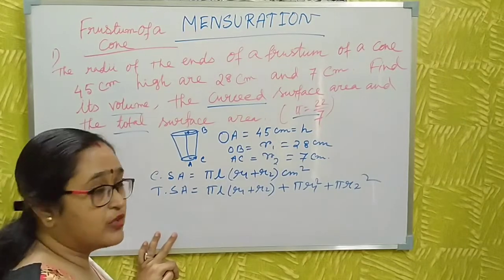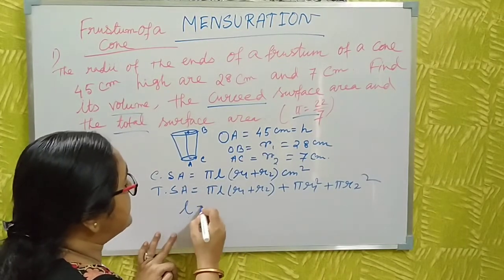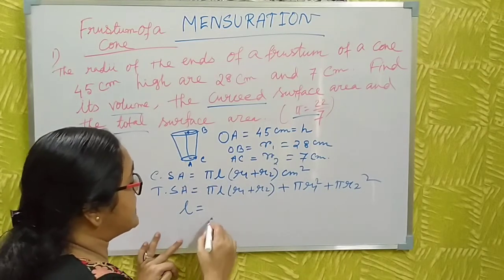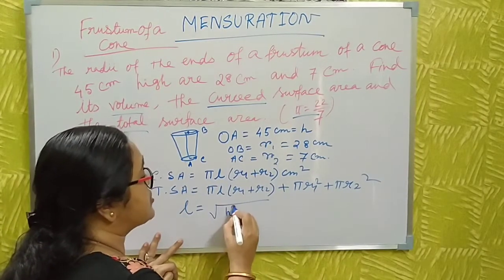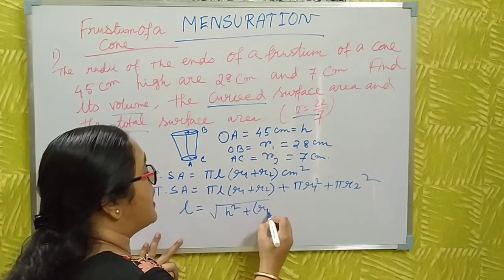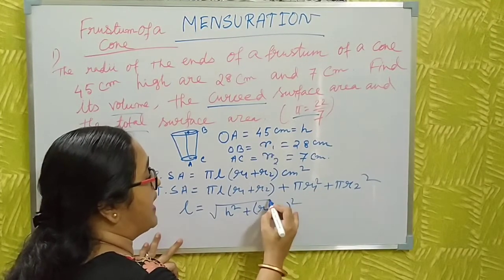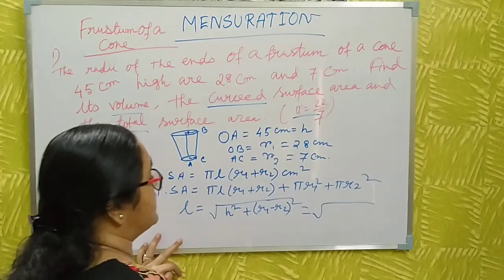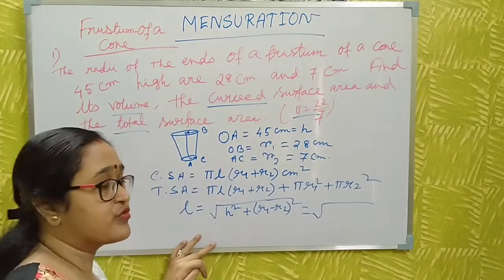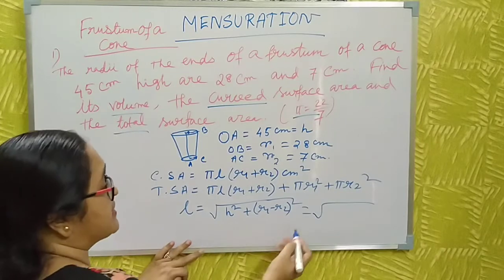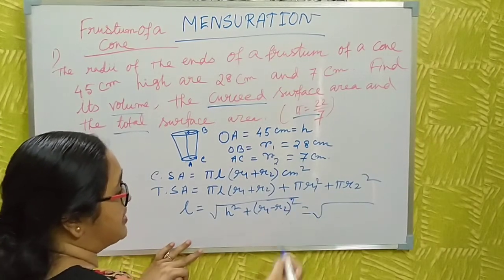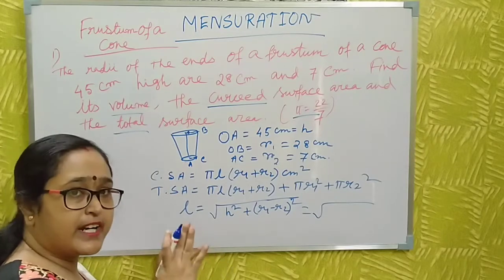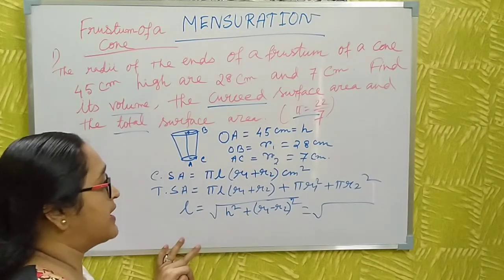You put the values here. Just find L now. What is L? L is the square root of h square plus R1 minus R2 square. You just put the values here. This is calculation only. Mensuration is a calculation-based chapter. You have to do the calculation yourself, because a calculator is not allowed in the examination. You have to do the rough work, then I do the sum here.